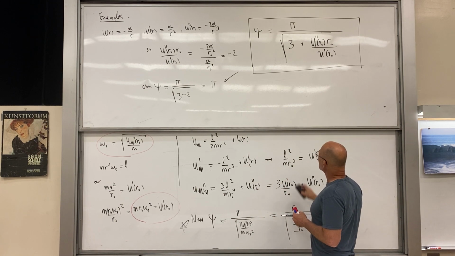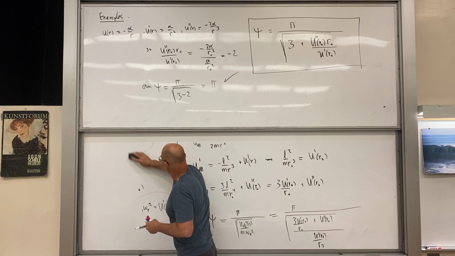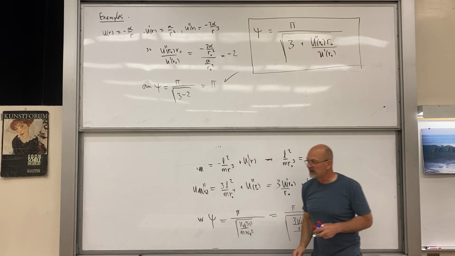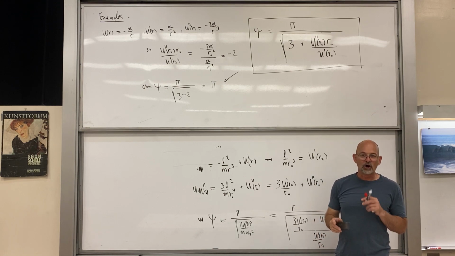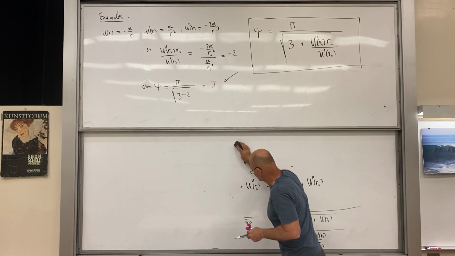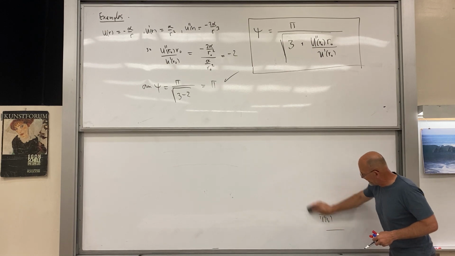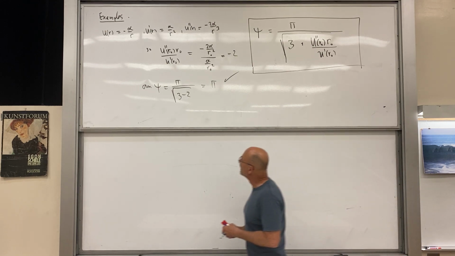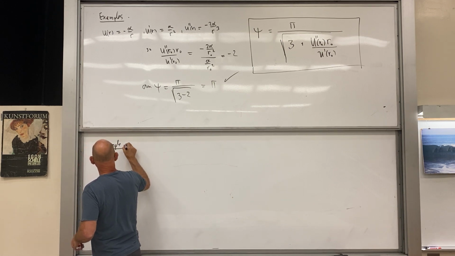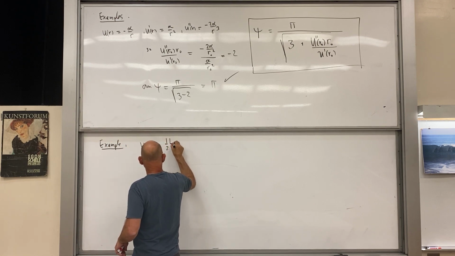So let's look at the other central force that we talked about quite early, the one that also gave elliptical orbits. Now this one's going to be interesting. So my next example: U of r is equal to 1/2 k r squared.